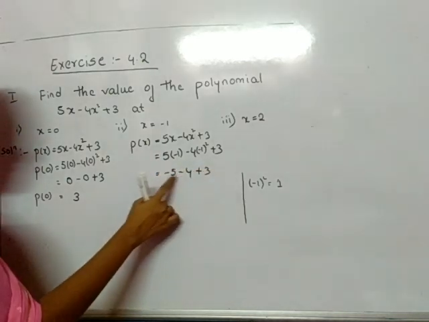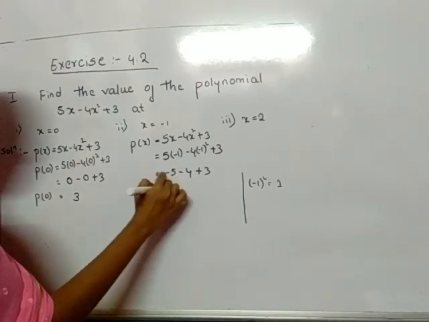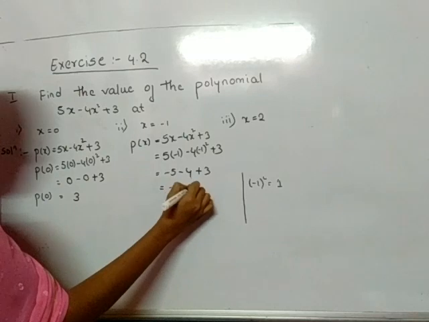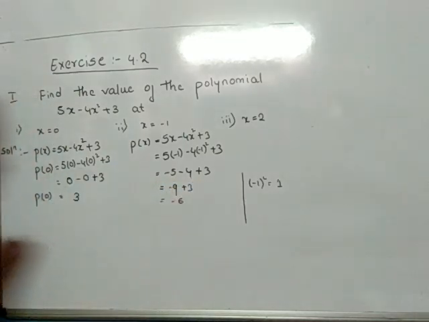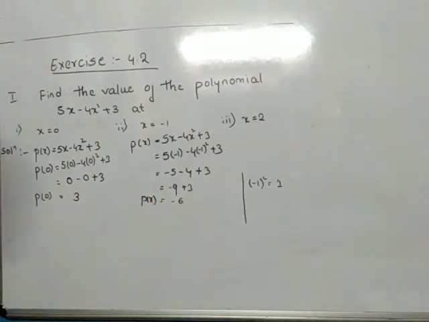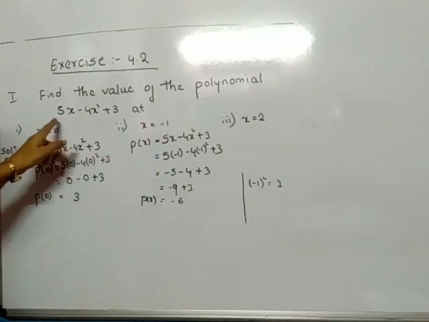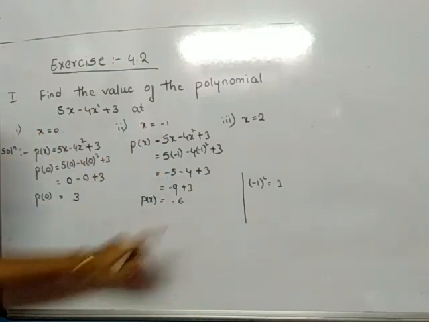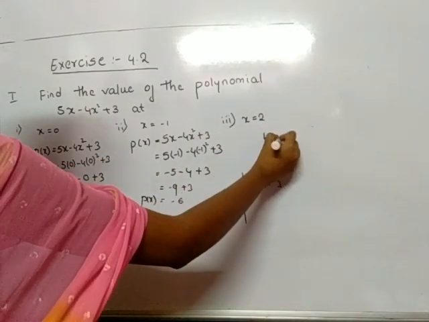These two are like signs, so we need to add it. 5 plus 4, that is 9, bigger number sign minus, plus 3. Minus 9 plus 3 will get 6, bigger number sign minus. So P of x is what? Minus 6. At the value of x equals minus 1, the polynomial gets the value minus 6. So similarly you have to do this. This is homework.